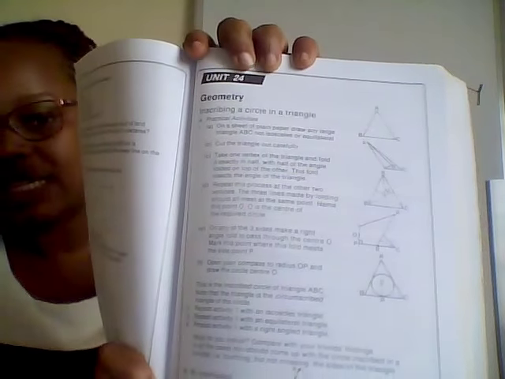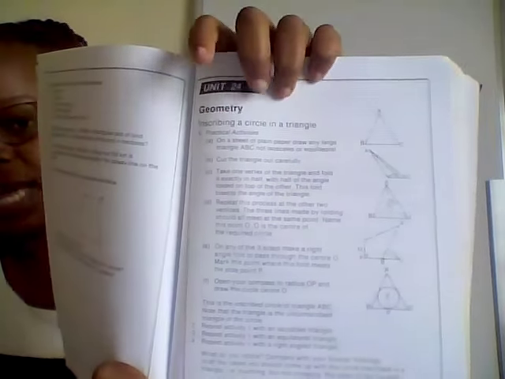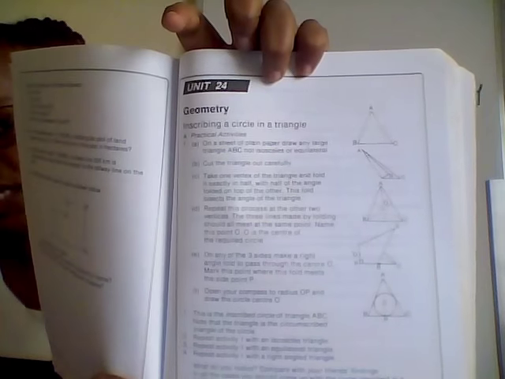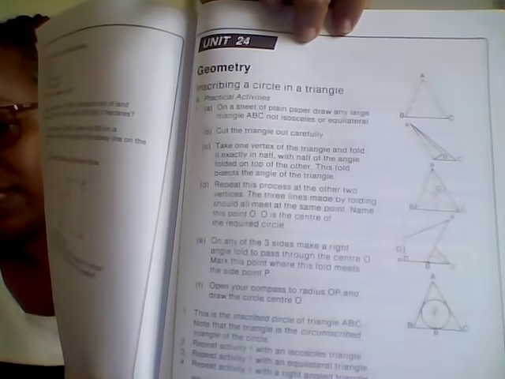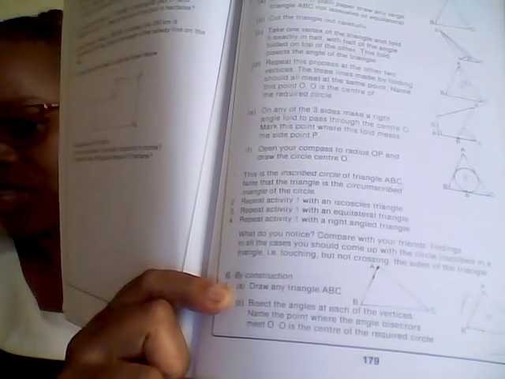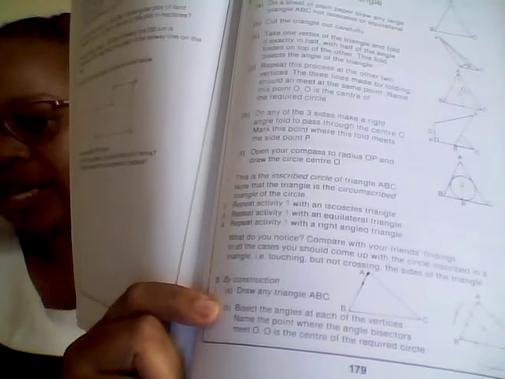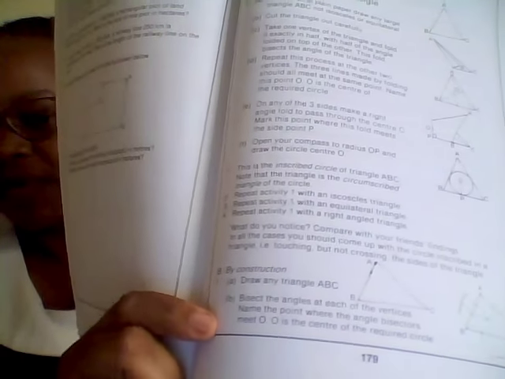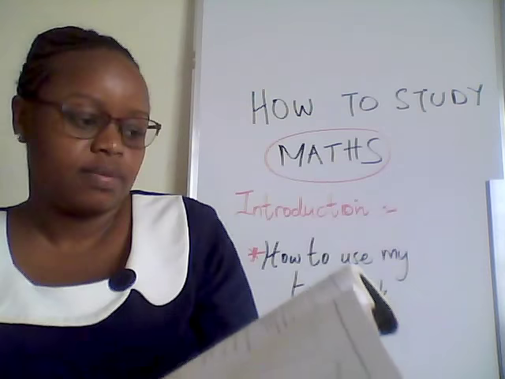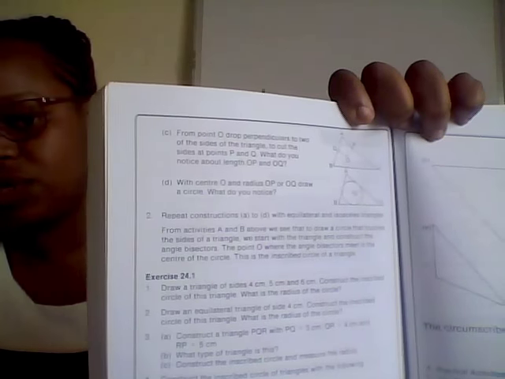Geometry. So it's starting by telling us that we have to learn about how to inscribe a circle in a triangle. So there are practical activities, and then later at the bottom part there is how you can do it by construction. So it gives you the steps. Part A, draw any triangle ABC, how you do it. B, how to bisect the angles, and then it proceeds and even shows you after that what do you do in terms of steps. Repeat the construction, and then finally to the exercises.